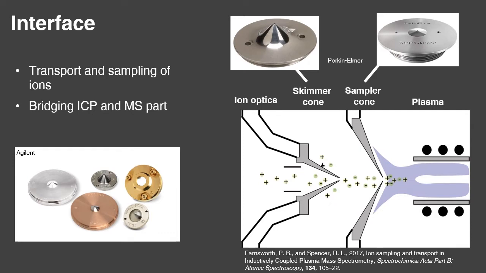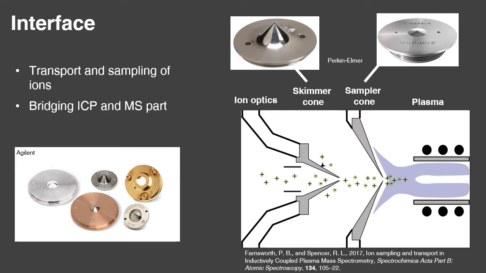example photographs. The skimmer cone has a much smaller orifice diameter and is usually sharper and steeper shaped than the sampler cone. Sampler and skimmer cones made of different metals, for example nickel or platinum, are available, as shown on the photo on the left.